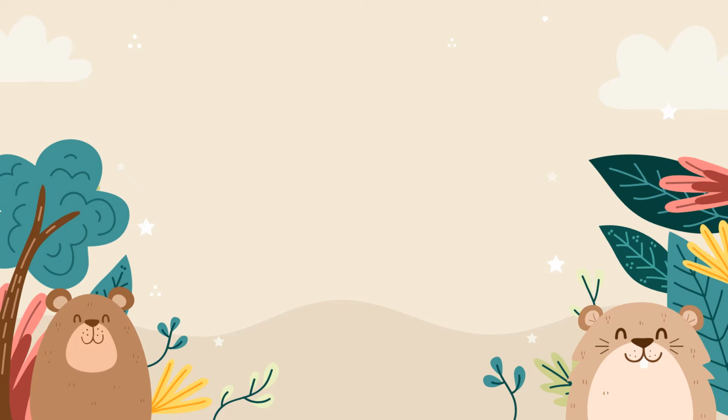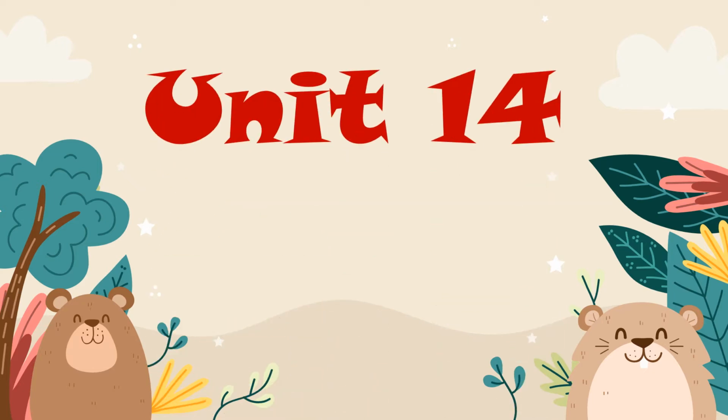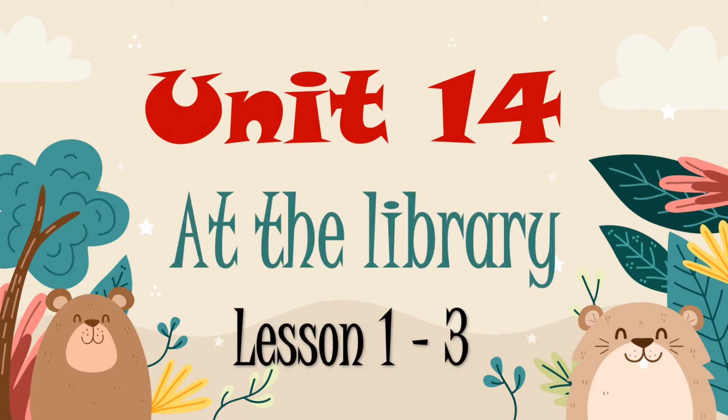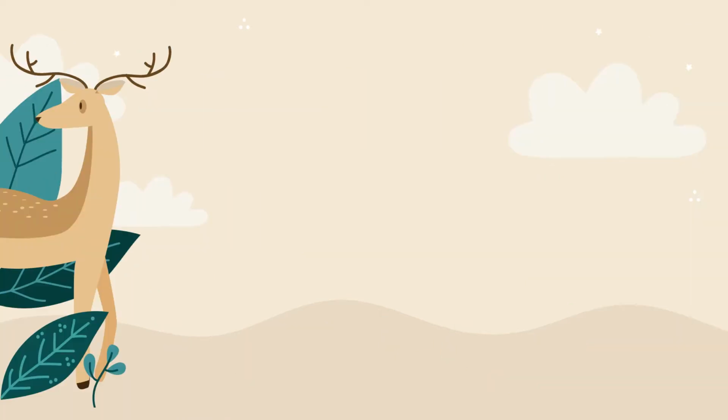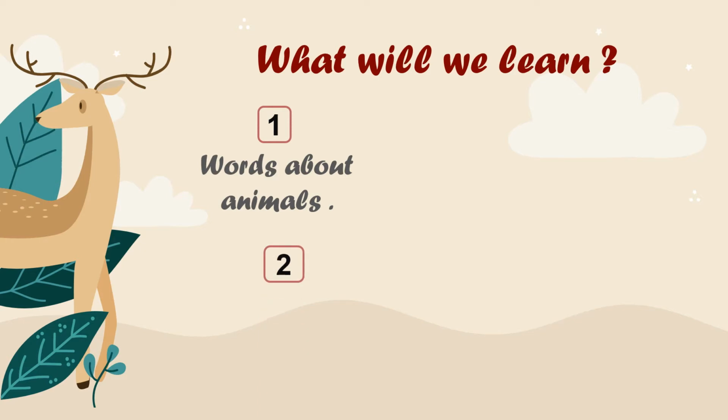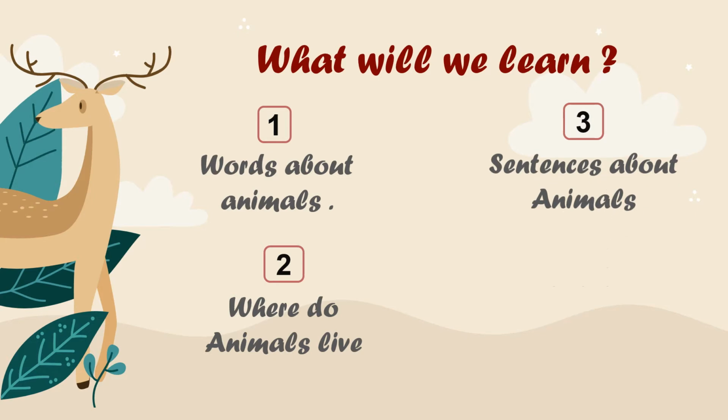Today we will talk about Unit 14 at the library, Lesson 1 and 3. At first, let's get to know what we will learn in this lesson. Number 1, words about animals. Number 2, where do animals live? Number 3, sentences about animals. Number 4, what do animals eat?